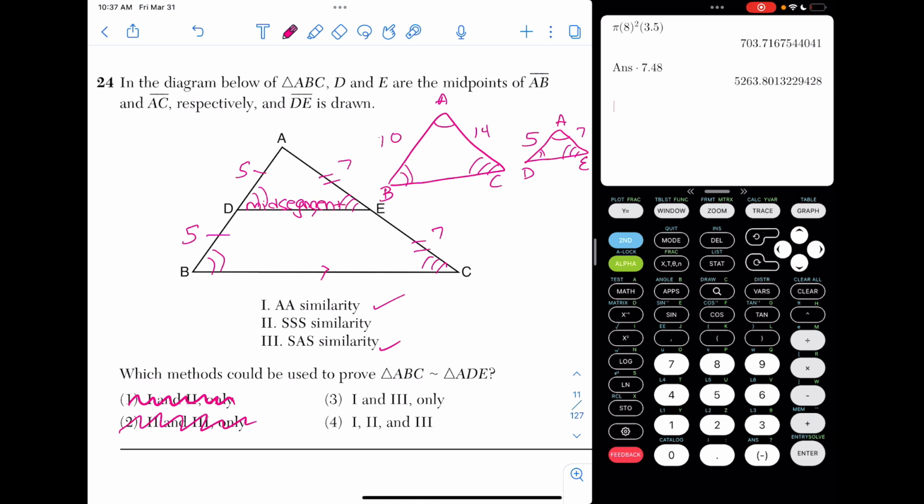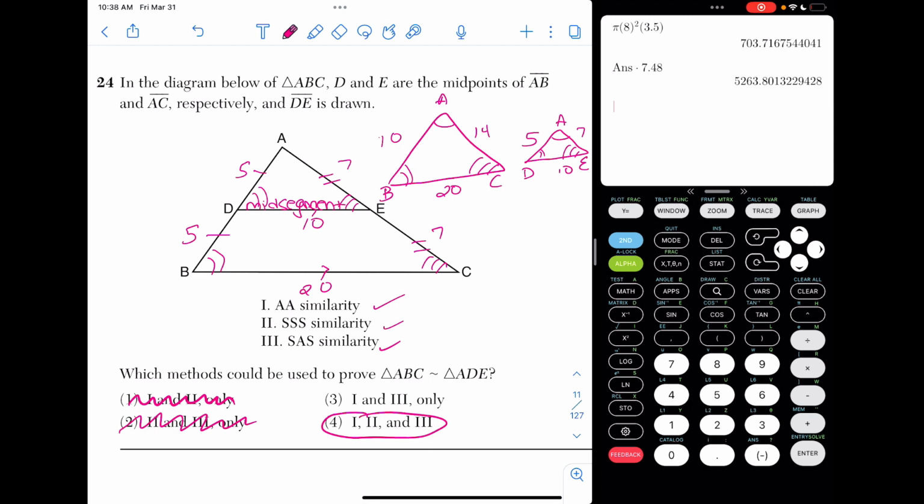And then let's talk about, can we prove side, side, side? Well, BC and DE, we do not have any measurements for them. However, if we have a midsegment, it is always half the length of the parallel segment. So I know that it's going to be half of BC. So let's say, for instance, that I make up that BC is 20, DE is going to be 10, and now I see that all 3 sides are proportional to one another, and choice 4 will work.